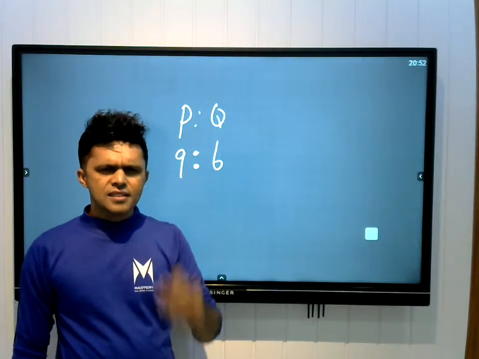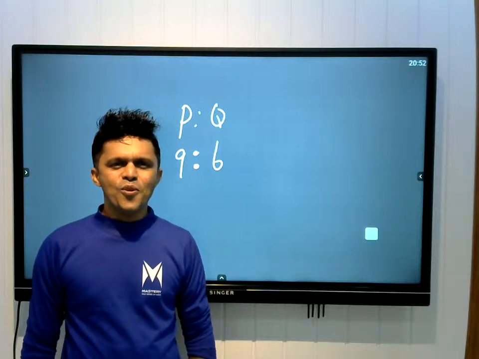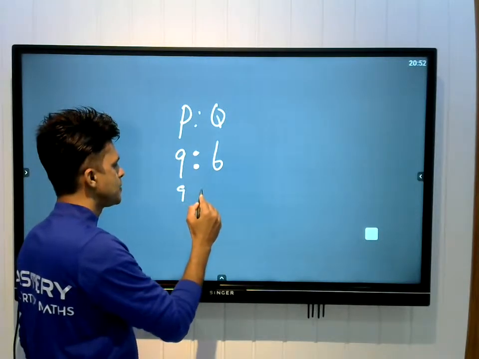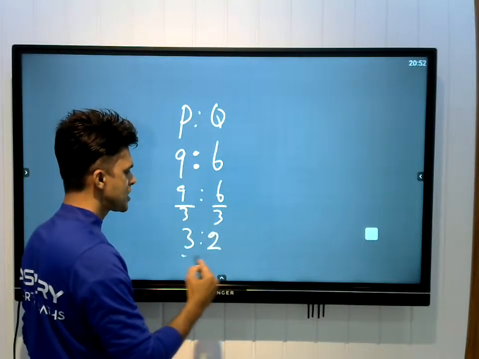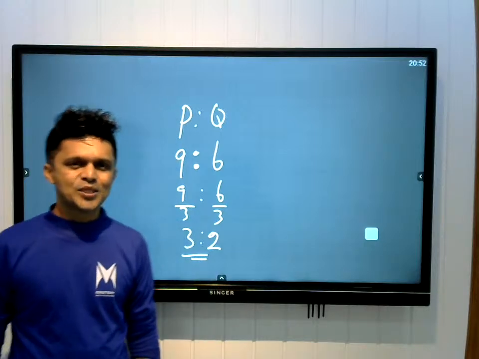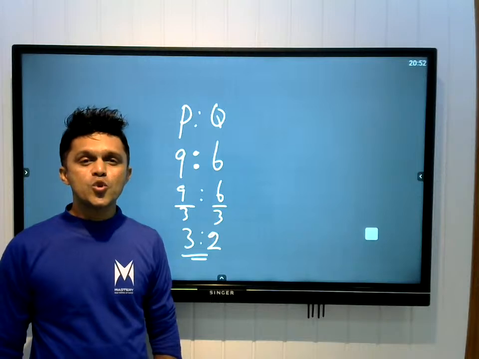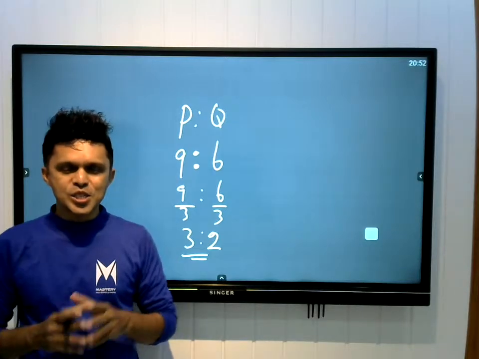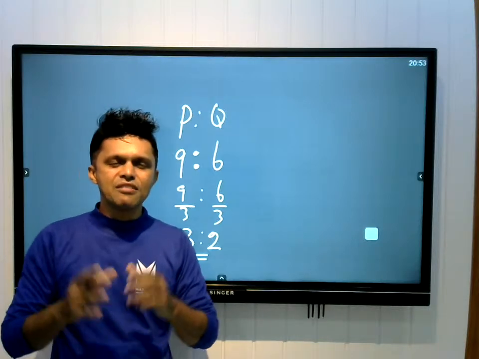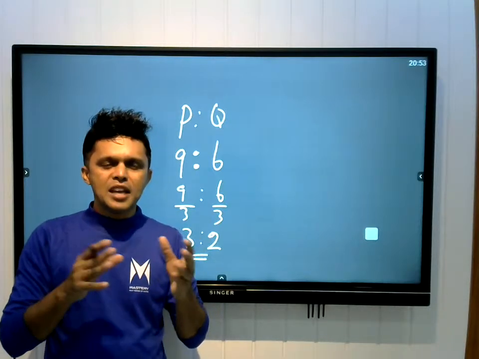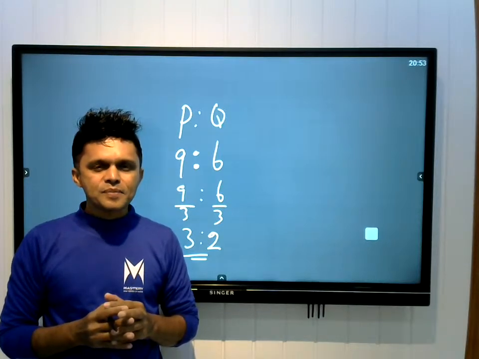9 is a multiple of 3. Right? 6 is a multiple of 3. Therefore, you can divide both sides by 3. 9 over 3 is 3. 6 over 3 is 2. This is the answer. So we have written 9 to 6 in the simplest form as 3 to 2. I do believe that you were able to get an idea about the way of writing given numbers in the simplest form.